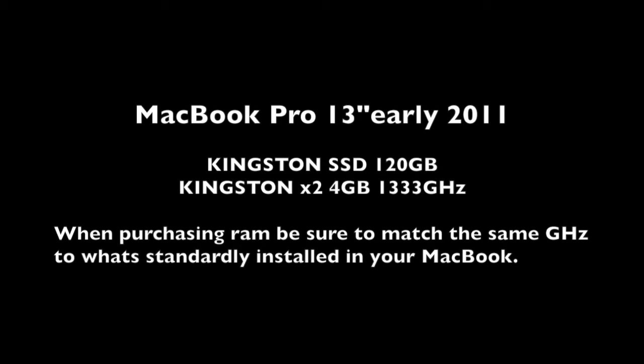Just in case you have the same as me, the early 2011 machine, you could use the same as me. All I got was a Kingston SSD 120GB solid state drive, and then you saw me install the Kingston times 2 sticks of 4GB at 1333MHz. Okay, so when purchasing RAM, be sure to match the same speed to what's standardly installed in your MacBook already for optimal performance. It's the best way to do it. Do not mix up the speeds, keep them the same as the previous.